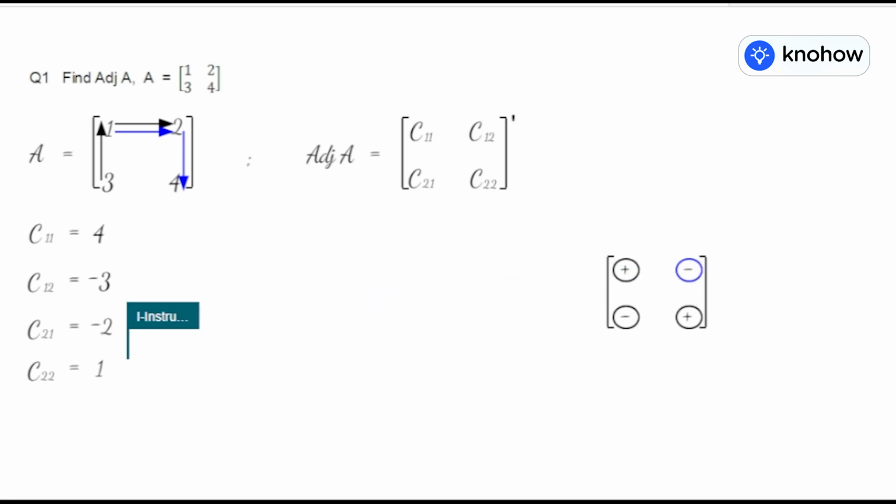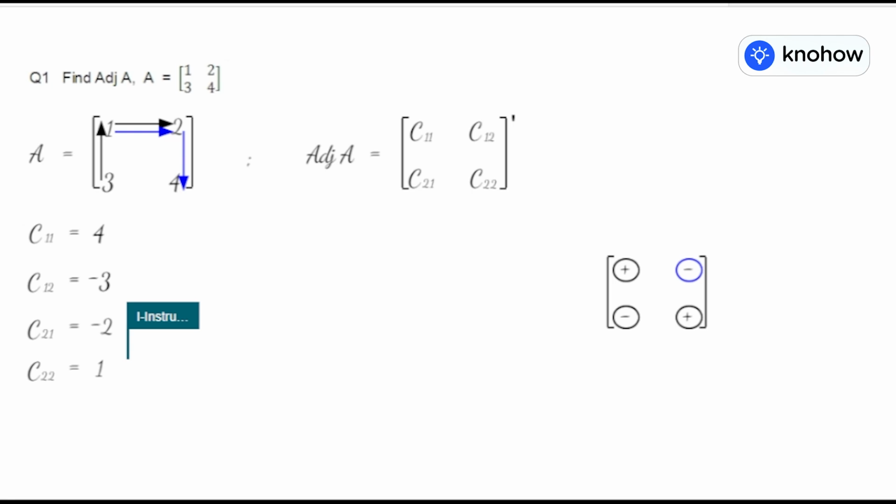Shall I repeat it again? For C11 you delete the row and column through 1, the opposite number is 4 with the same sign, so it is 4. C12, delete the row and column through 2, the opposite number is 3 with the change sign, so negative 3. Then C21, delete the row and column through 3, the opposite number is 2 but with the change sign, so negative 2. For C22, delete the row and column through 4, the opposite number is 1 with the same sign, 1.